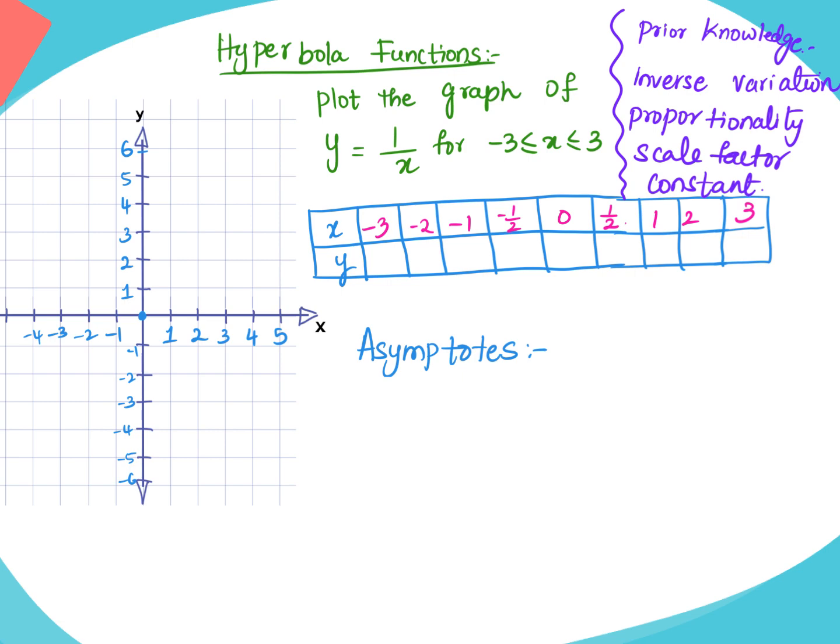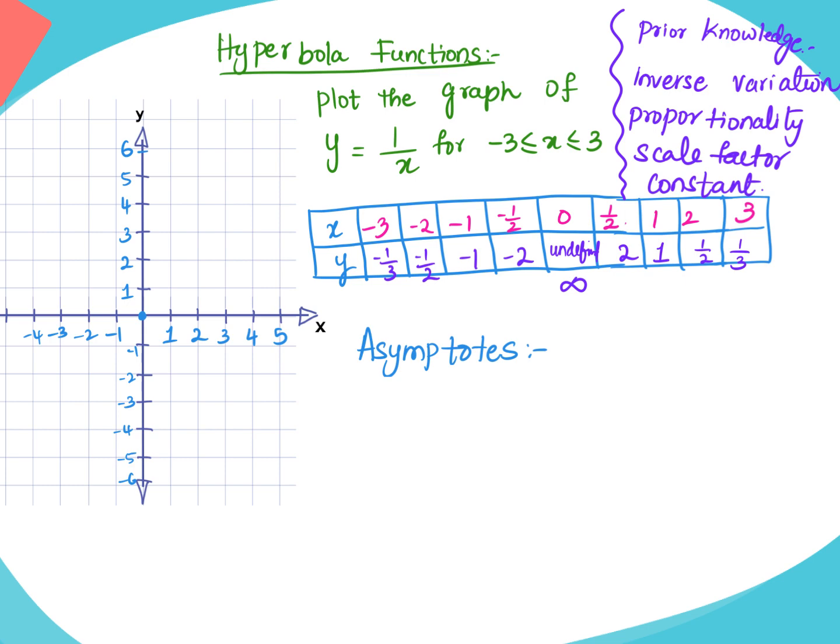So when x is -3, 1 divided by 3, that's -1/3. This is going to be -1/2. This is going to be -1. And then if you have negative half substituted into the equation, you'll end up with -2. Now watch this. When x is 0, 1 divided by 0 is infinity, so we just simply say undefined, okay? When you substitute half, the answer is 2. When x is 1, this is 1. When x is 2, you get half. This is 1/3.